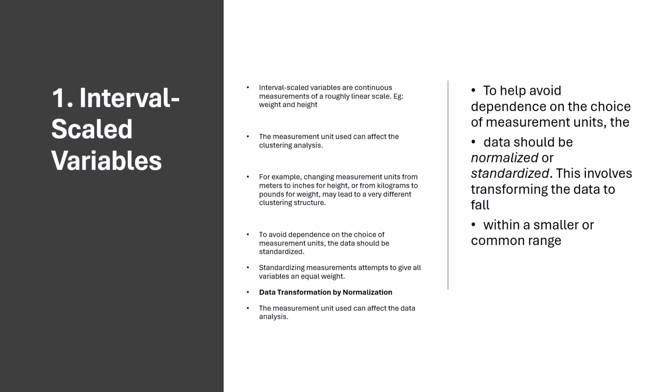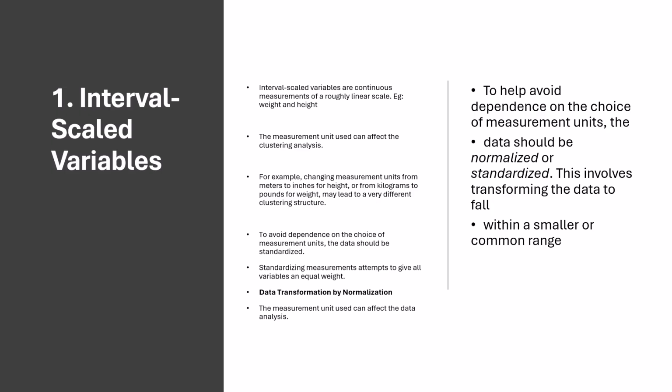Interval scaled variables. Interval scaled variables are continuous measurements on a roughly linear scale. Examples are weight and height. The measurement unit used can affect the clustering analysis. For example, changing units from meters to inches for height or from kilograms to pounds for weight may lead to a very different clustering structure. To avoid the dependence on the choice of measurement unit, the data should be standardized. Standardizing measurements attempts to give all variables an equal weight.